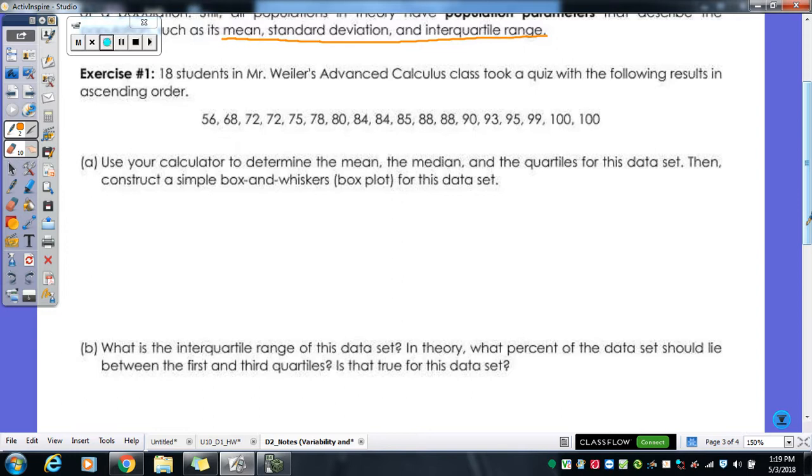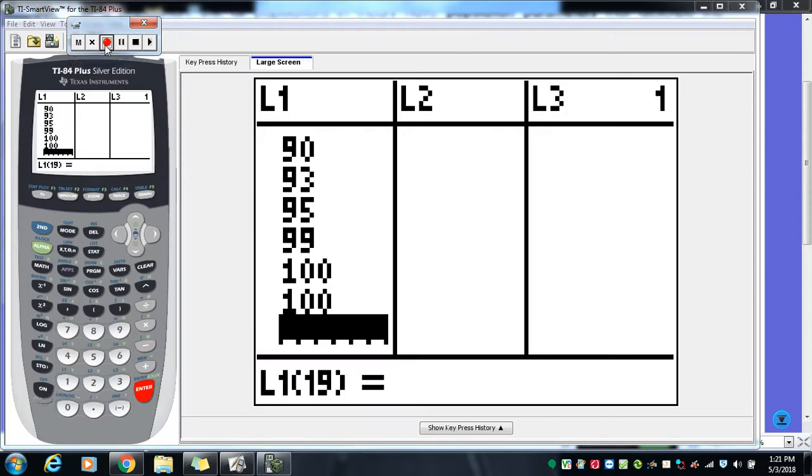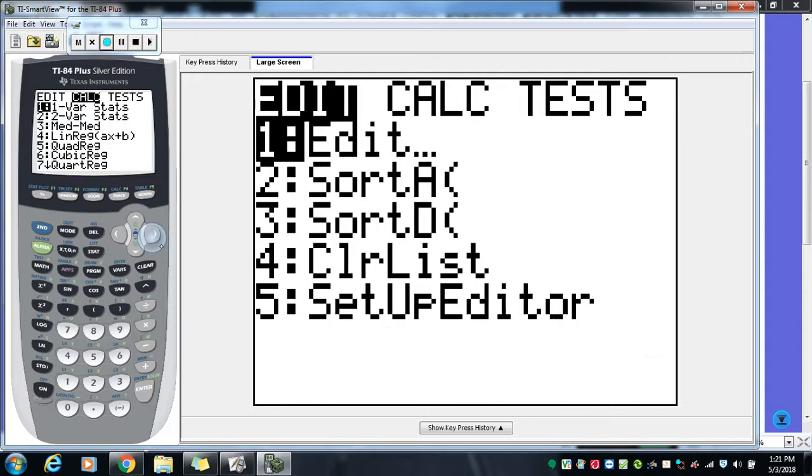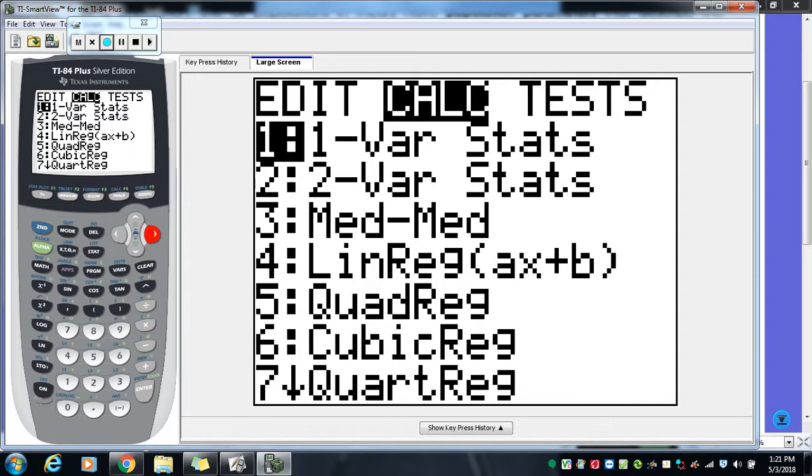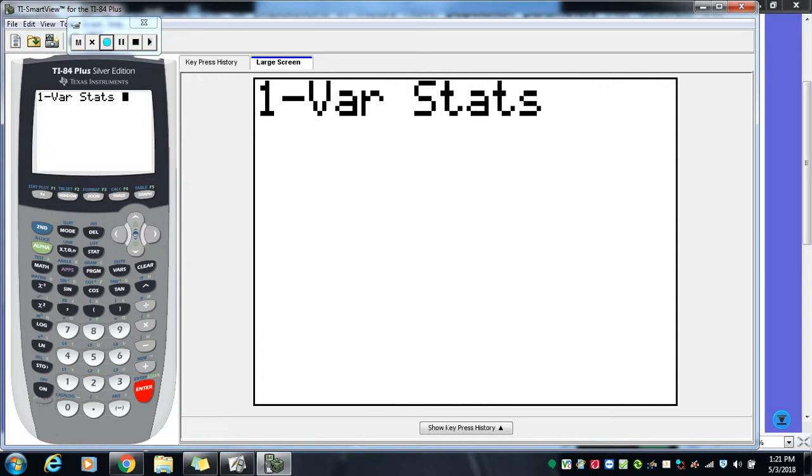What you want to be doing in your calculators, under the stat, you want to enter those 18 test scores into your list 1. And then we'll be able to find our mean, median, and our quartiles like the problem asks us to do. I'll give you a minute, go ahead and type those in. Again, remember to find your mean, the median, and the quartiles for this data set. We're going to push stat, go over to calculate, and you want the first one. You want the 1-var stats.